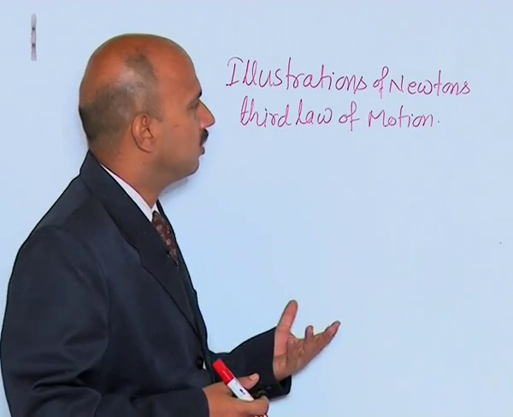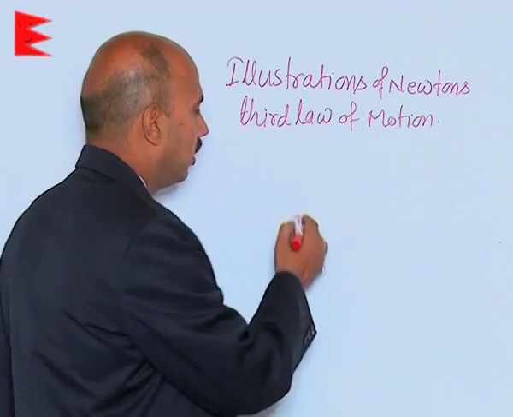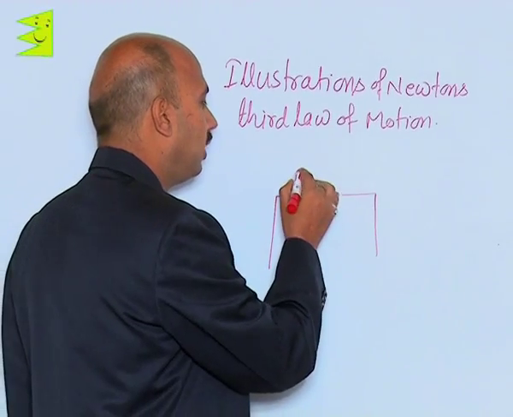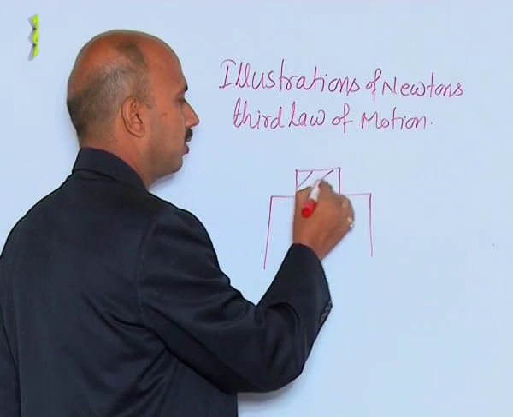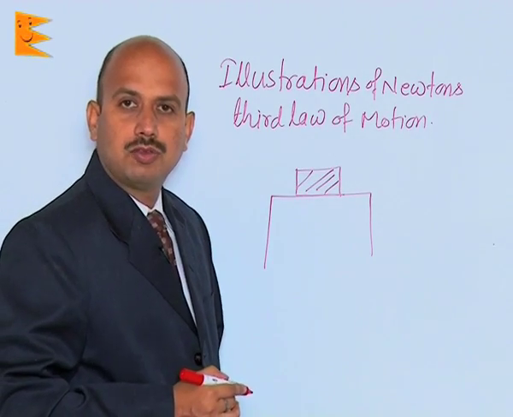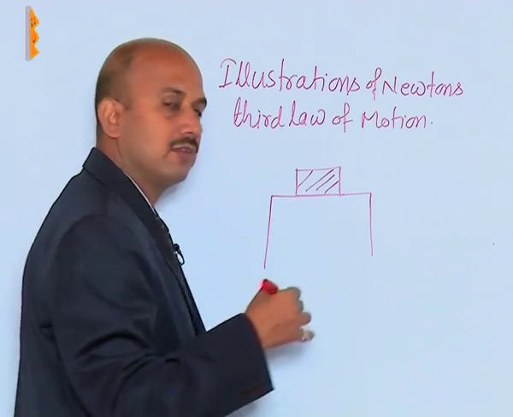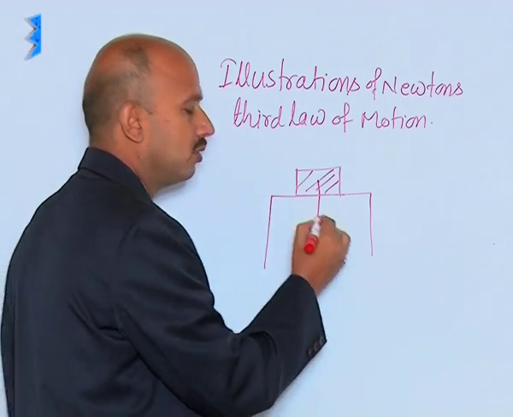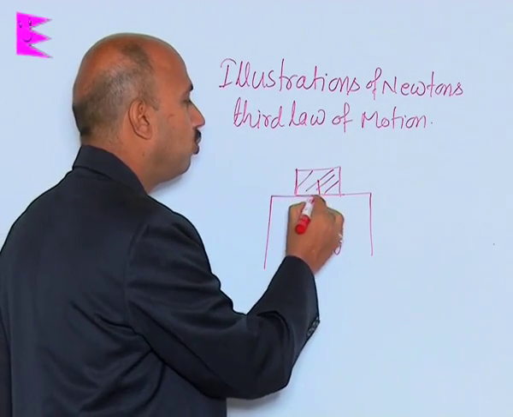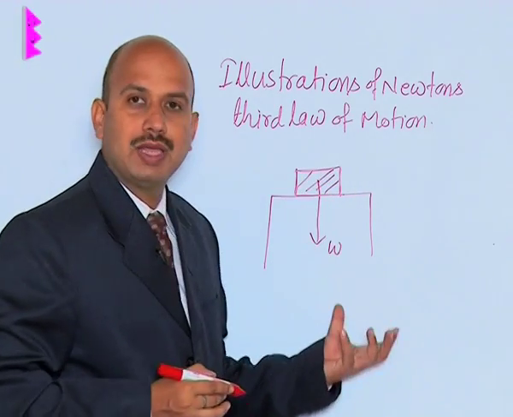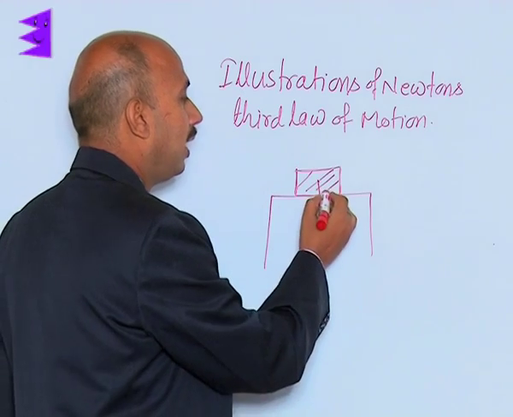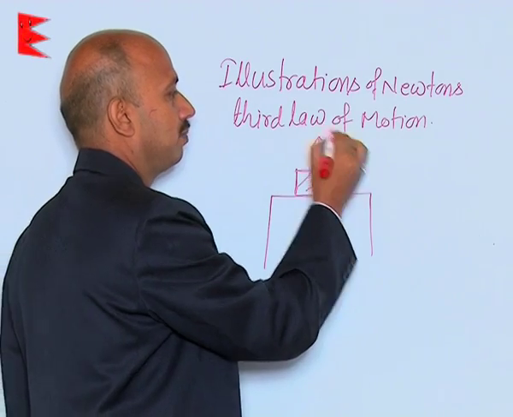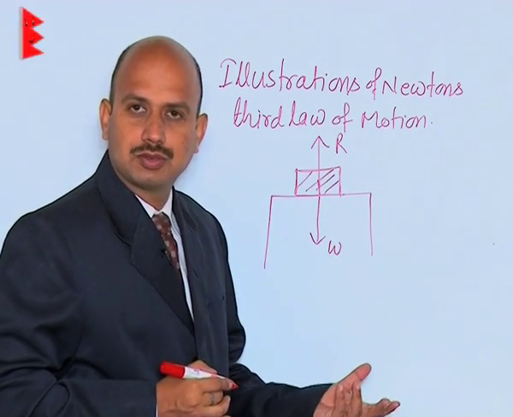Now, see illustrations of Newton's third law of motion, we are actually taking examples. Suppose this is a tabletop, and suppose any object, or a book, is lying on this like this. Due to gravity, or you can say gravitational pull, the book is being pulled downward, that is its weight. So, the book is applying force on the top of the table equal to its weight, and at the same time the table is applying force on the book upward, that is taken as R. This is called normal reaction.